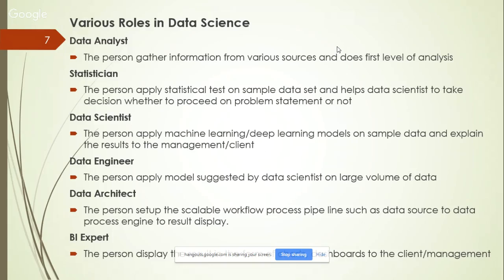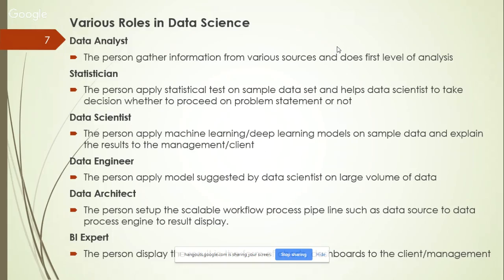And finally, the management and the client, they don't know anything about how these complex machine learning models are working. They are ultimately concerned about what the result is. So to process the complex thing and then present it in a very simple way is the role of the data scientist. And it's a very tough role. It's a very challenging role. And a lot of research, a lot of learning is required to become a data scientist.